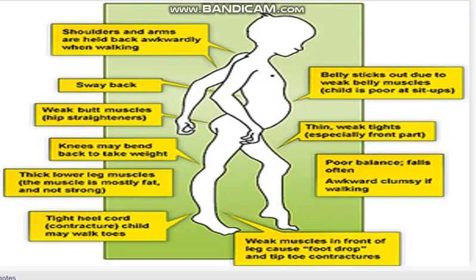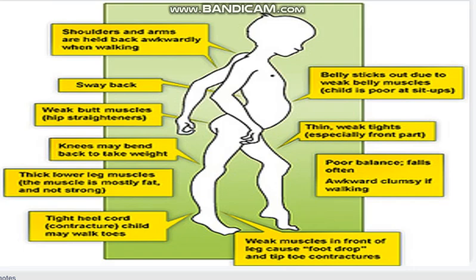All the muscles degenerate. Calf muscles thicken, which is false hypertrophy, and the muscle is replaced by fat and does not contract well. The belly sticks out due to weak belly muscles. Thin, weak thighs, especially in the front part.